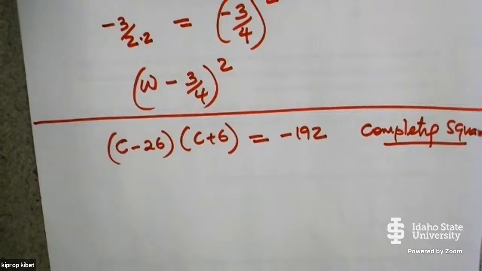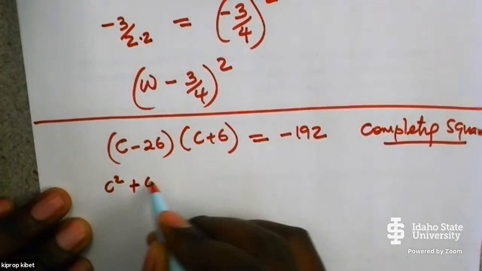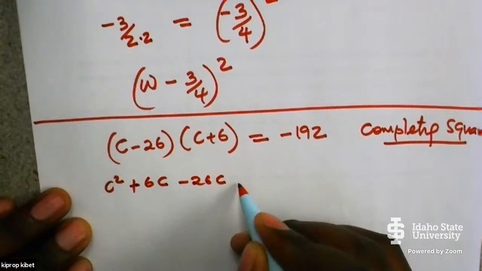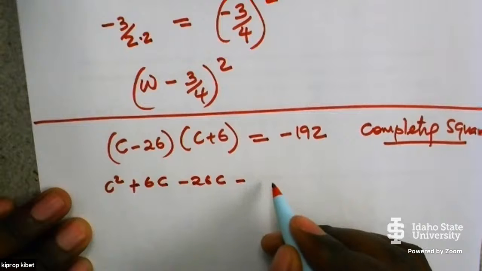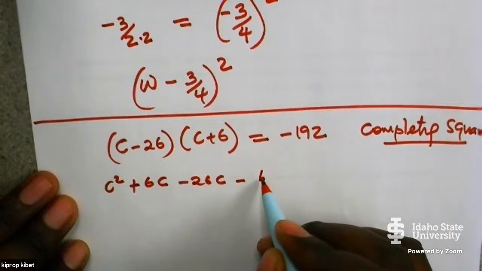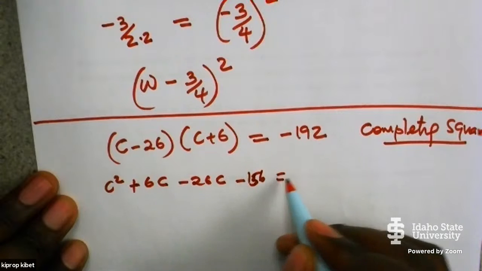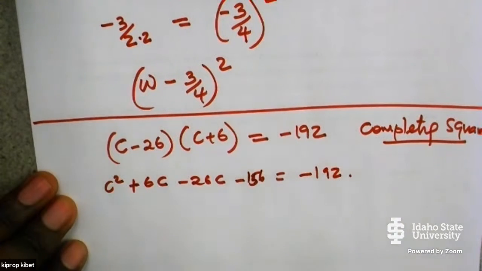c square plus 6c minus 26c, and then minus 26 times 6. So what do you get? c square, and then plus 6c minus 26c, minus 6 times 26 is what? 156. So minus 156 equals minus 192.